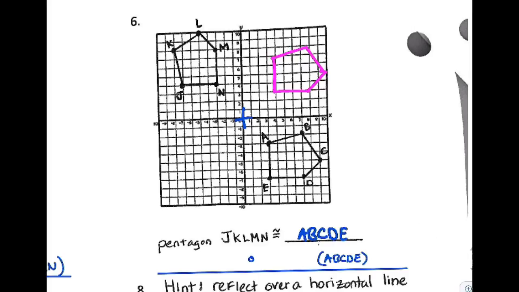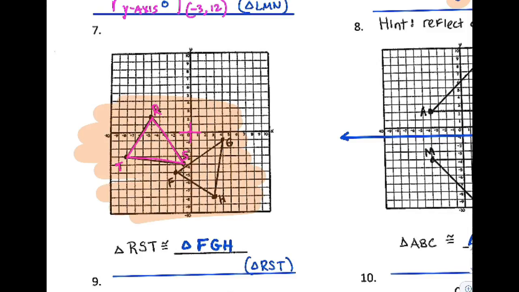Number 6 wants us to take pentagon JKLMN and map it onto ABCDE. So there's a couple of hints here. It's going to be 2 steps. I'm showing you this, and I'm showing you this. So you might want to get out your patty paper, try to end up on the pink, and then take it that second step. Number 7 is an odd numbered problem.